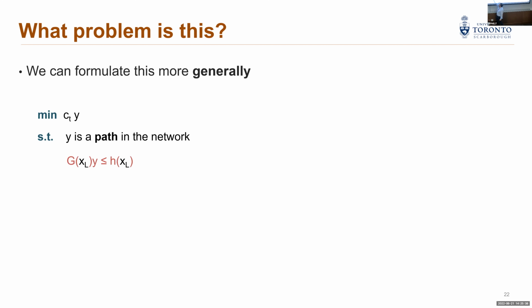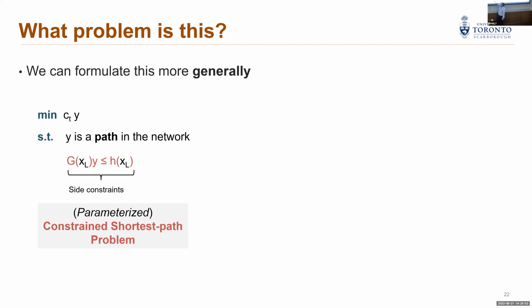I'm going to have this G, this coefficient matrix, parameterized by this XL, and the right-hand side. What type of problem is this if XL is fixed? Do you know? This is the famous constraint shortest path problem. If you've never seen it before, it's everywhere. There's a paper every 10 seconds about that. Even in OR two months ago, there was a paper about that. Because it's such a pervasive problem.